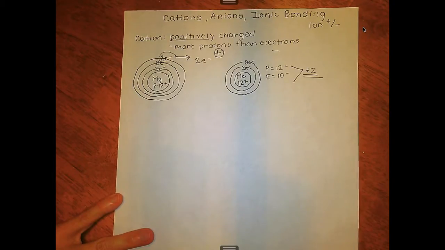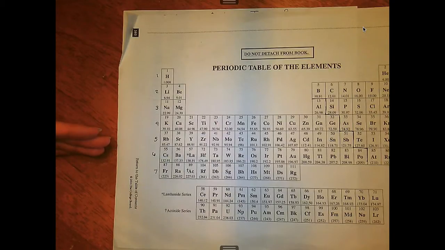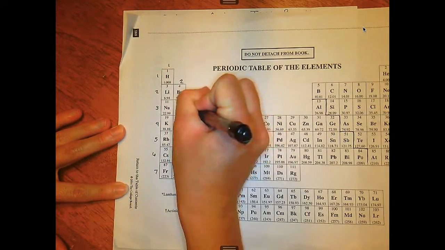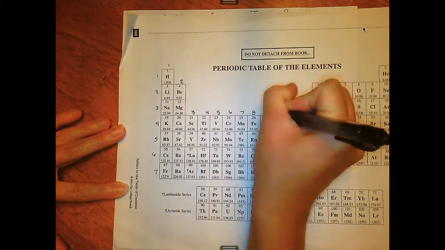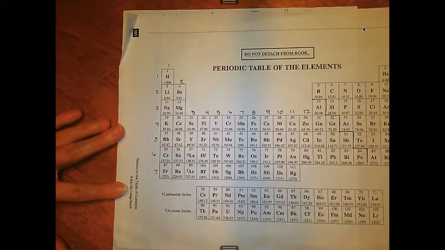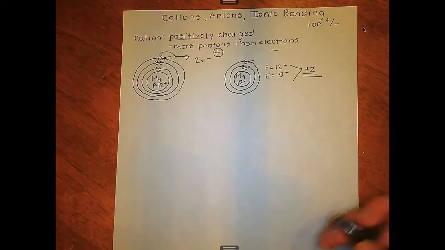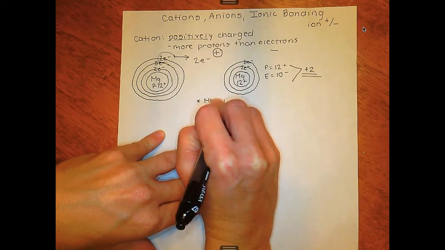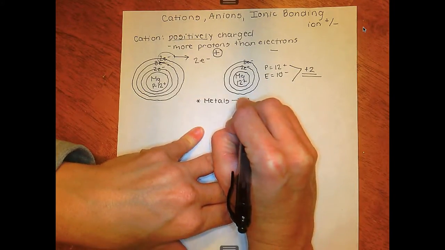If you look at your periodic table, you'll notice that the groups that have low numbers of valence electrons, so think about this as group 1, 2, and then of course 3 through 12, all have very low numbers of valence electrons. These are the ones that are going to give away their valence electrons. And so, our metals tend to lose electrons and become cations, again because they have low numbers of valence electrons. So metals tend to become cations.